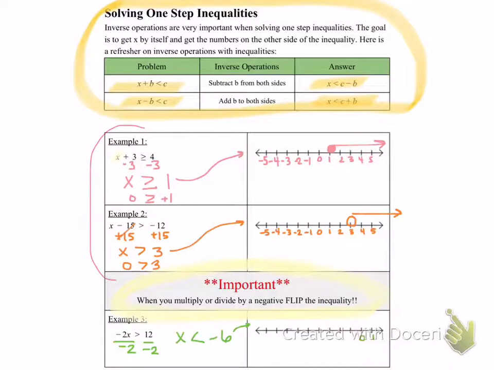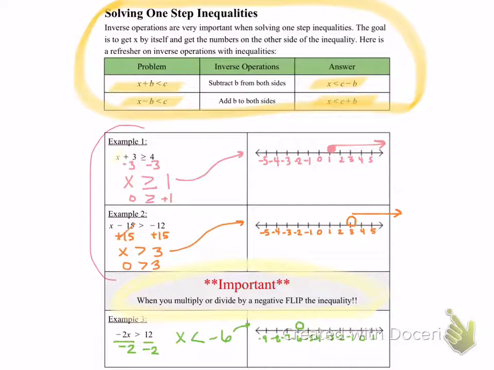We got 1, 0, and then we got negative 1, negative 2, negative 3, negative 4, negative 5, negative 6, negative 7, negative 8, negative 9. Okay, so there's my number line. Well, if we look at it, we see that we don't have the equal to sign under it, so it's going to be an open circle at negative 6.